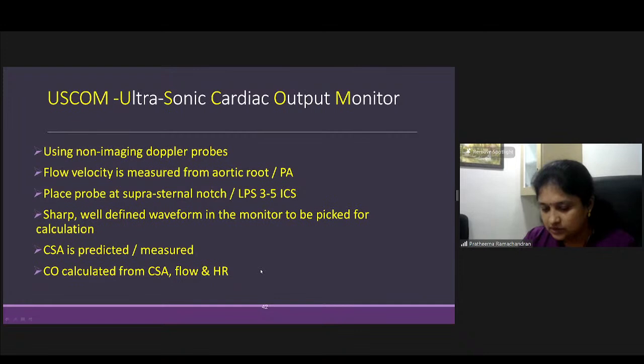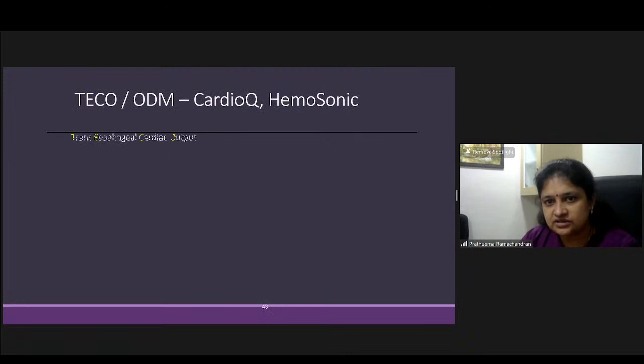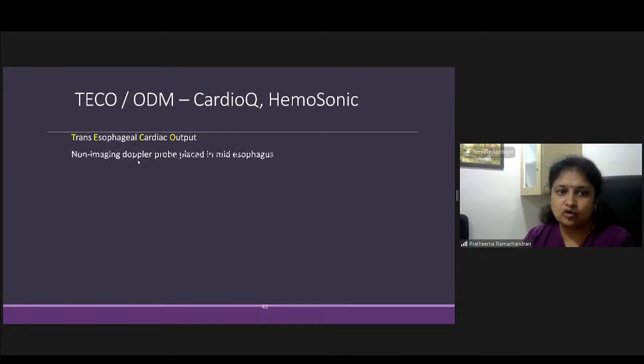So next is TECO. This is a transesophageal cardiac output monitor. So this is ultrasonic, which we saw previously as the ultrasonic cardiac output monitor. This is the transesophageal cardiac output monitor. This is also non-imaging. So we are not going to see any images from the mid-esophagus. The probe is placed in the mid-esophagus.